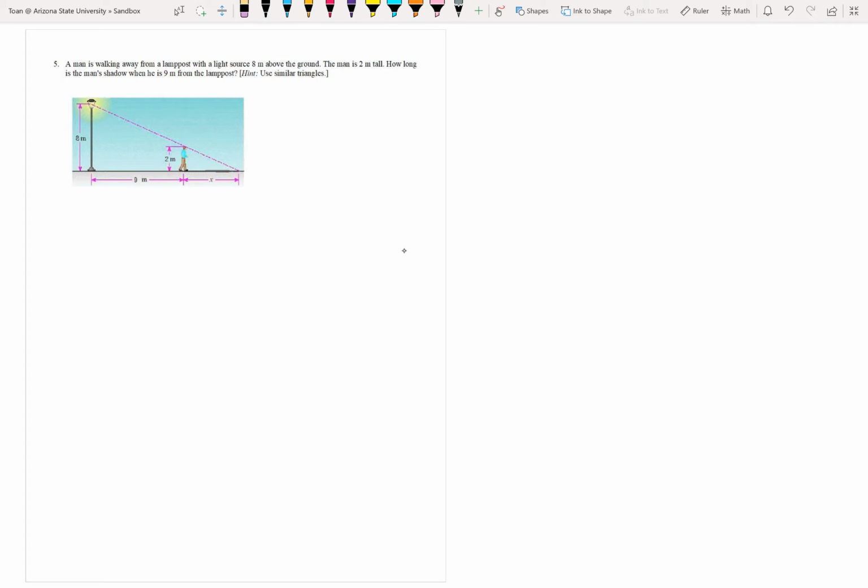Now, it said use similar triangles, and hopefully we can see that there are two triangles in this picture. You have this smaller triangle here, and then you have this bigger triangle here. So I'm going to just redraw outside of the picture. We have the big triangle and the small triangle. I'm just pulling the information from the picture. In the small triangle, this is x, and this is 2. And in the big triangle, this is 8.